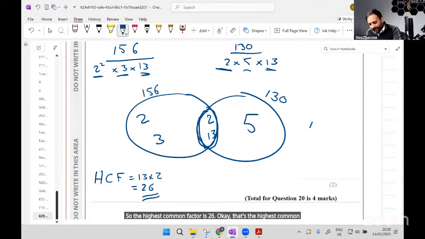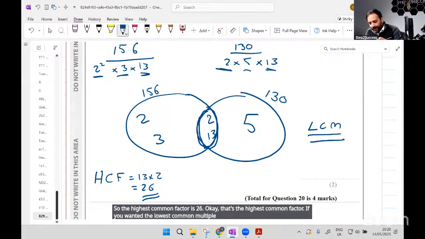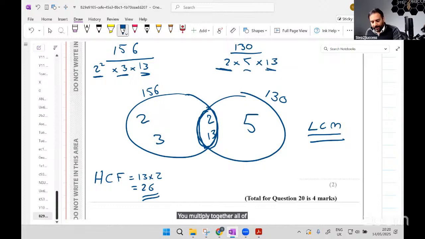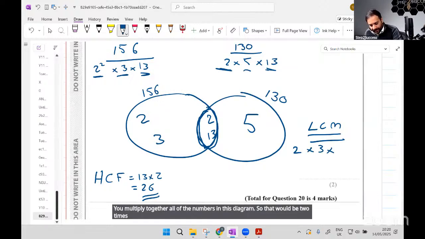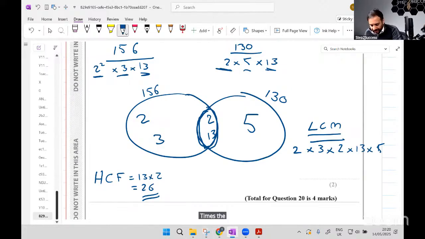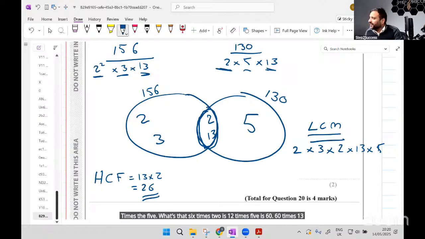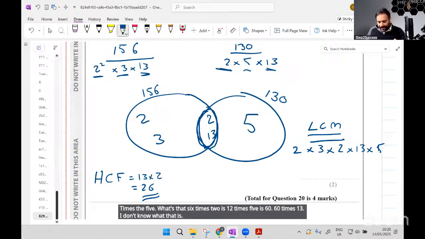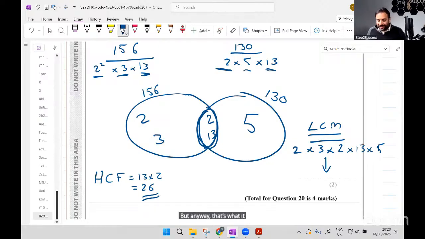If you wanted the lowest common multiple now, you multiply together all of the numbers in this diagram. So that would be 2 times 3 times the 2 times the 13 times the 5. What's that? 6 times 2 is 12 times 5 is 60. 60 times 13, I don't know what that is. But anyway, that's what the lowest common multiple would be.